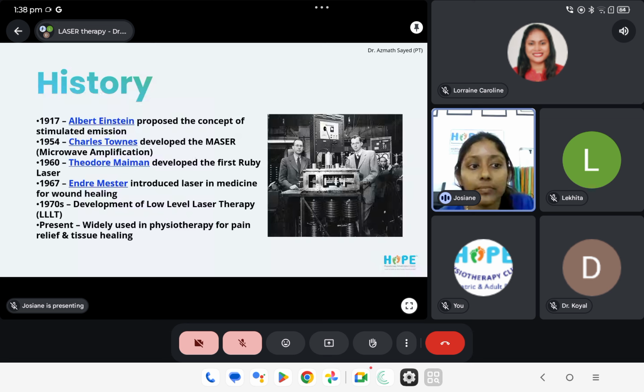In 1960, Albert Einstein proposed the concept of stimulated emission. In 1954, Charles Townes developed the MASER, which is microwave amplification. In 1960, Theodore Maiman developed the first laser. In 1967, Andre Mester introduced laser in medicine for wound healing. And in the 1970s, the development of low-level laser therapy was introduced, and presently it is widely used in physiotherapy for pain relief.